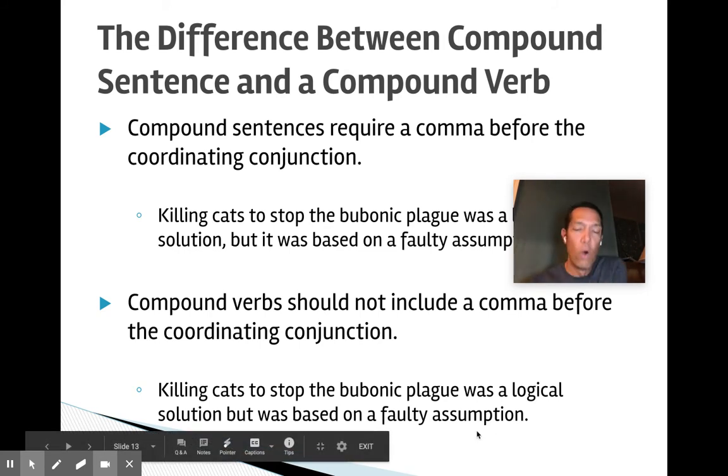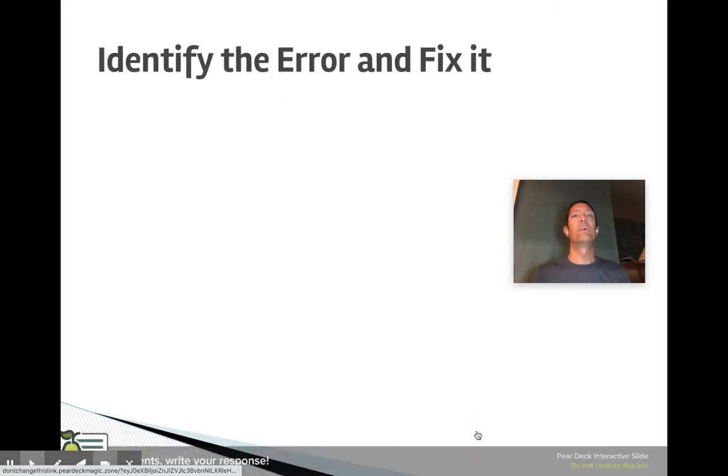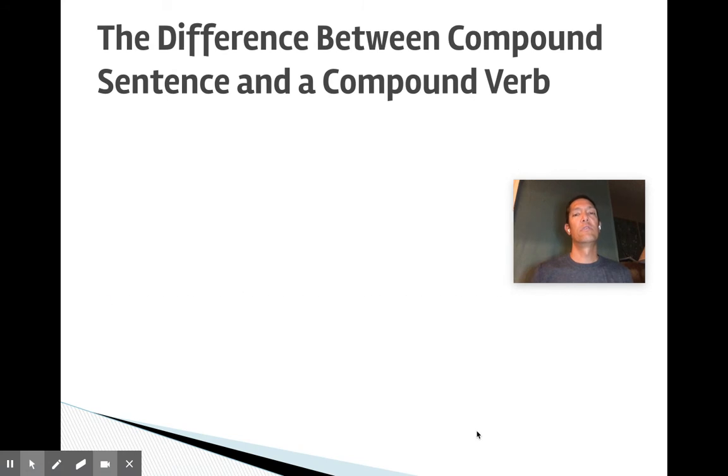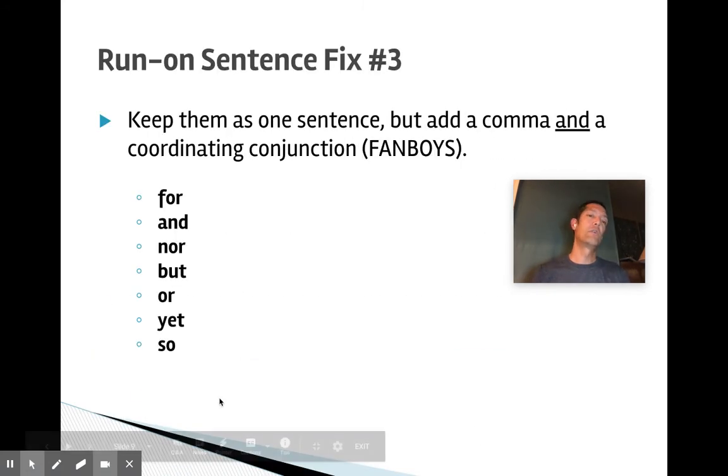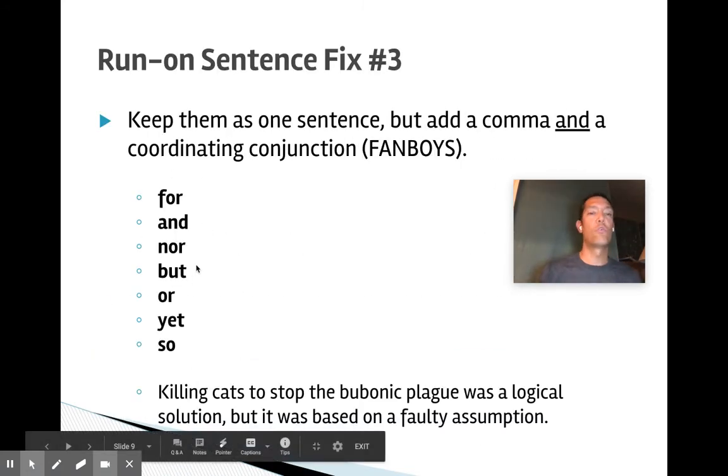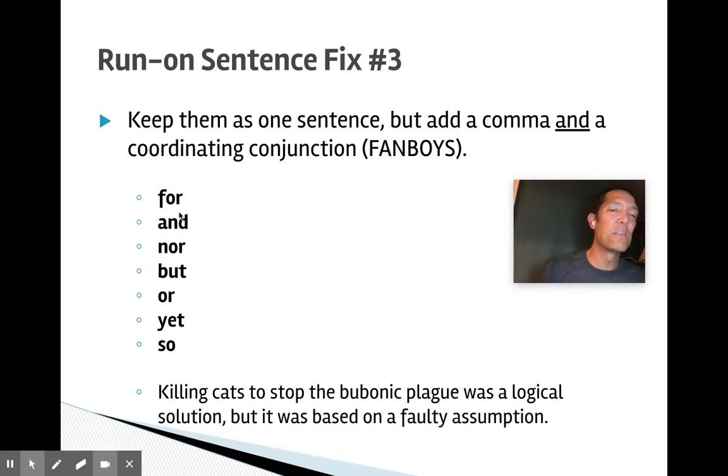Okay. What are the coordinating conjunctions? I'm glad you asked. Go back to the review. It says it right here. It's the FANBOYS: for, and, nor, but, or, yet, so. Notice that because is not one of them.